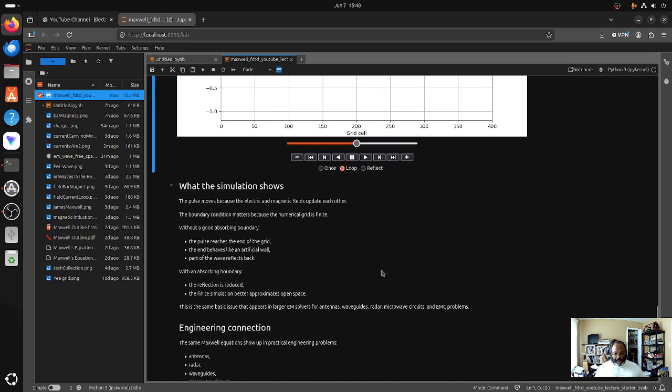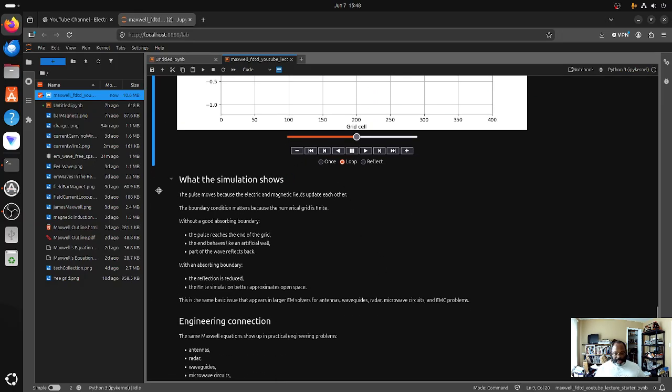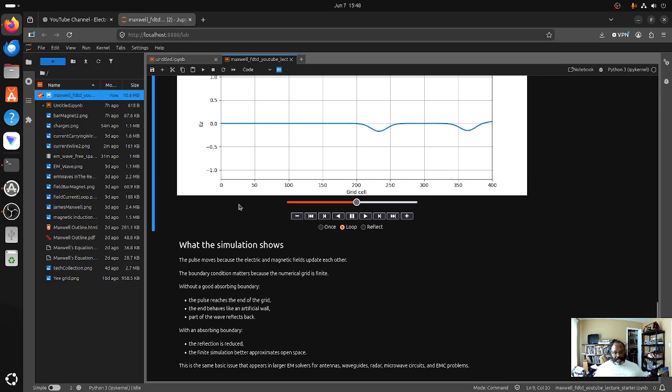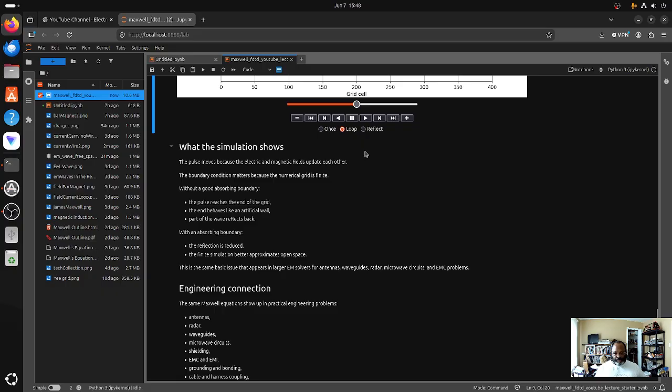Okay. So, as I said, what does this simulation show? It shows the pulses generating here at this grid point 100, traveling one to the left, one to the right. I do have some absorbing boundary conditions there, so it has reduced the size of that reflection back into the simulation space, but not totally.